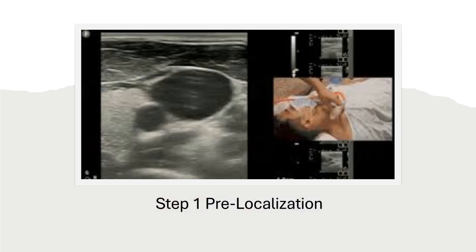Step 1 is prelocalization. Before starting, we use ultrasound to find the vein, check its size, and confirm the best entry point. This makes the procedure safer and reduces failed attempts. Next, we'll move on to skin preparation and draping.